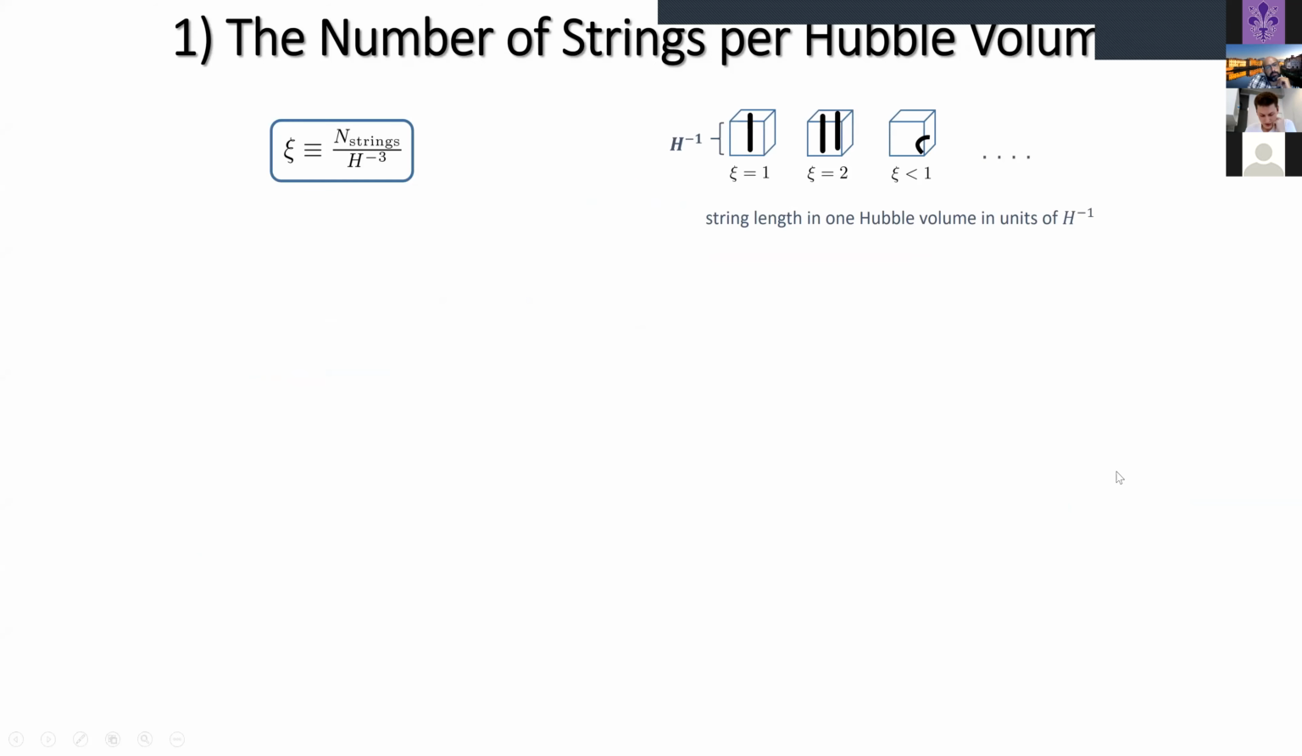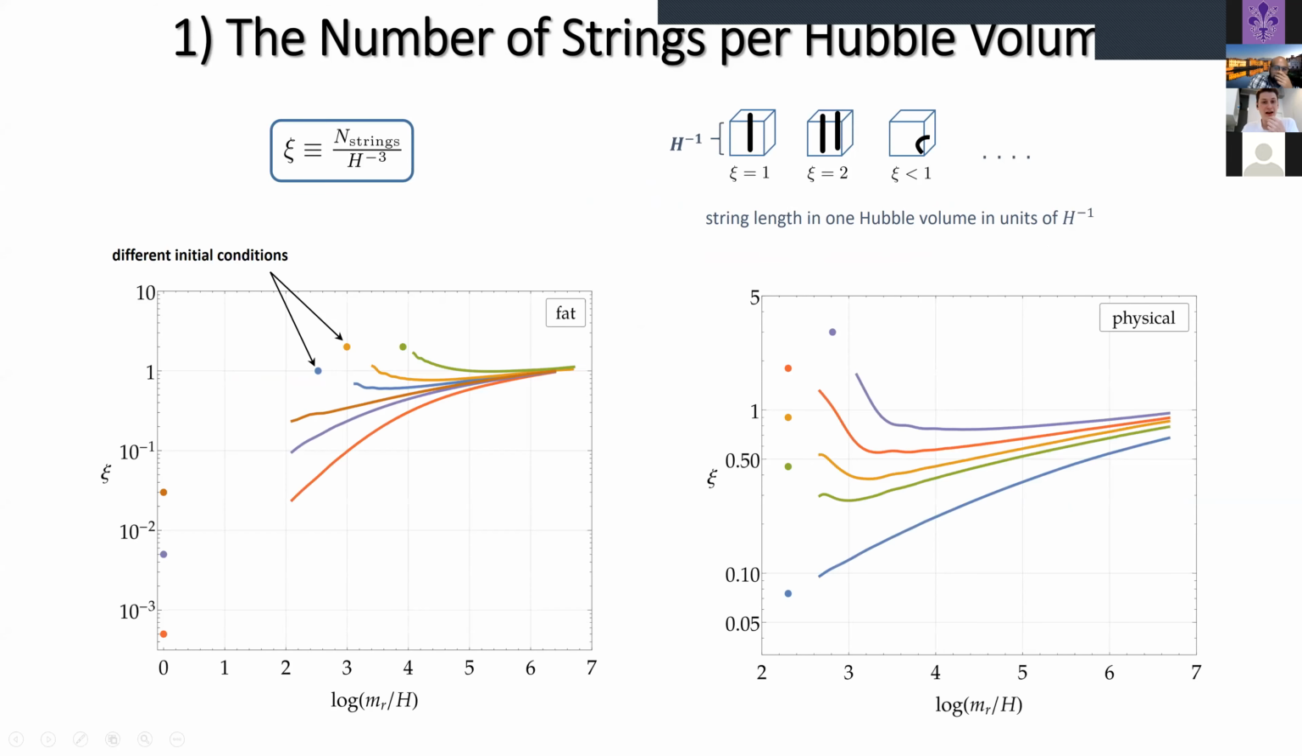First of all, let's start with the number of strings per Hubble volume, psi. This determines the energy that is emitted from strings into axions. It is defined to be the string length in one Hubble volume, in units of a Hubble radius, averaged over all the Hubble volumes in the universe. So for example, this configuration is psi equal to 1, this is 2, and so on. Actually, psi is probably the clearest observable that shows this attractor behavior.